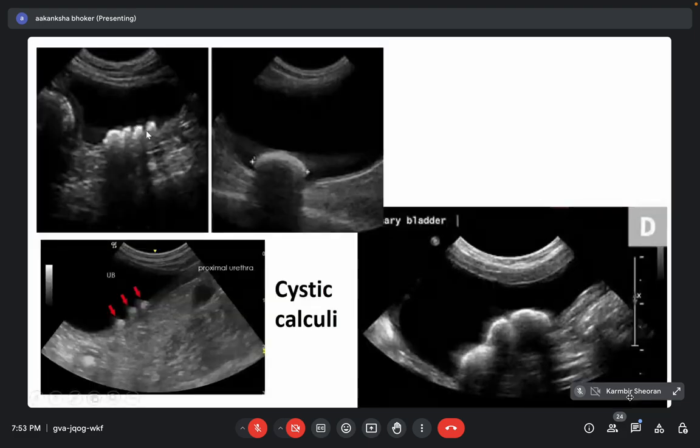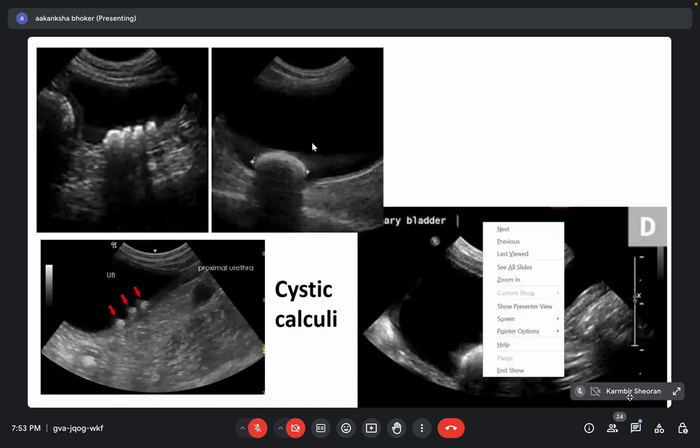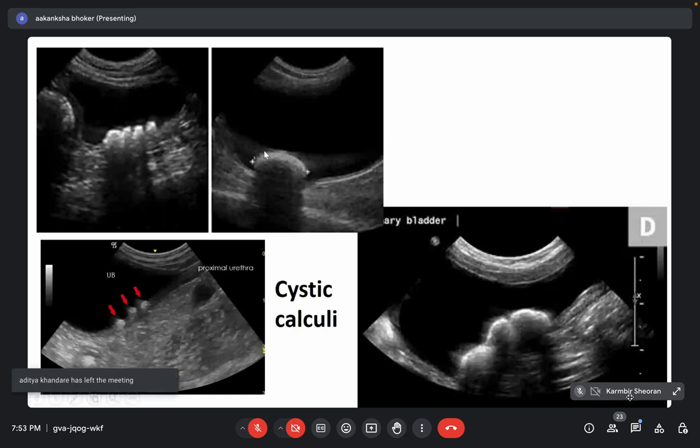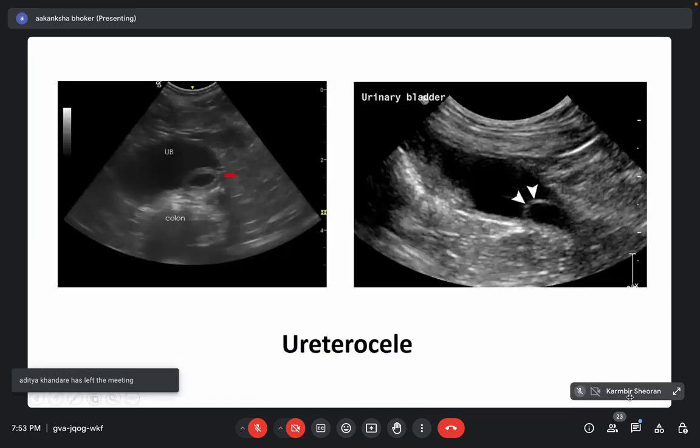Next, these are cystic calculi. These are multiple small cystic calculi. This is a single large cystic calculus. These are again multiple large cystic calculi, all of which are casting acoustic shadows. So this is a way we can diagnose urinary bladder stones.